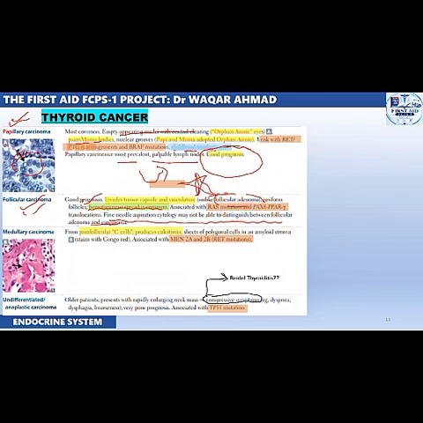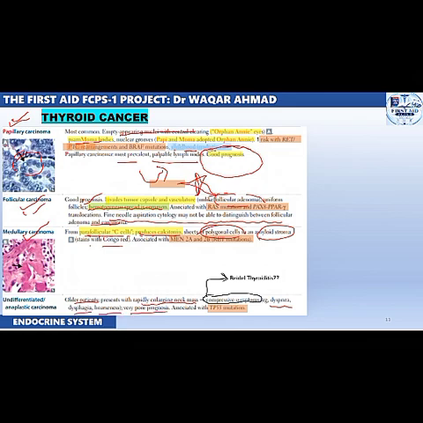The next one is medullary carcinoma, which arises from the parafollicular C cells, which produce calcitonin. On histology, you will get sheets of polygonal cells in an amyloid stroma, which stains with Congo red stain. The last one is undifferentiated or anaplastic carcinoma, which occurs in older patients. It presents with a rapidly enlarging neck mass and has compressive symptoms like dyspnea, dysphagia, and hoarseness, and has a very poor prognosis.